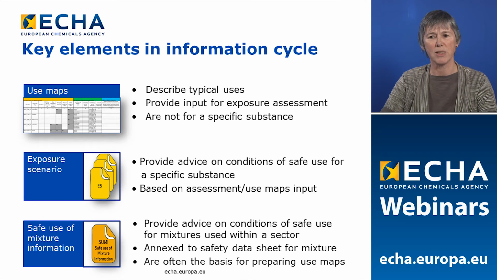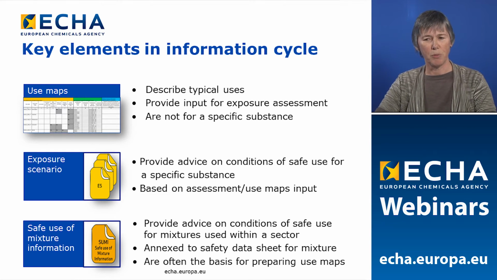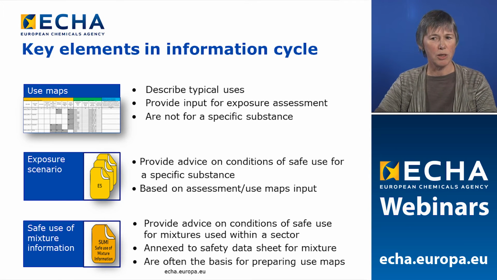So going back to the previous slide, the safe use of mixture information provides the advice on conditions of safe use for mixtures used within a sector. These are annexed to the safety data sheet for a mixture. So instead of having a large number of different exposure scenarios for the different ingredients, you have typically 2 pages for every main use of that mixture. And they're often the basis for using use maps. On the previous slide, you will see a link to the DUC website, which gives you a guideline and the template for the SUMI.